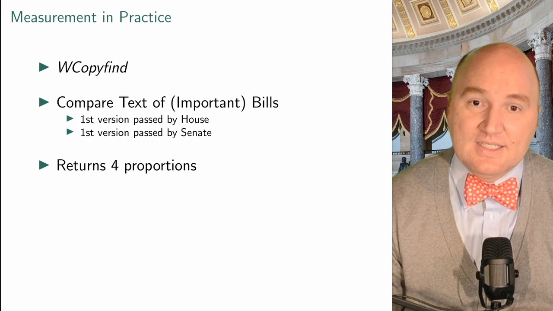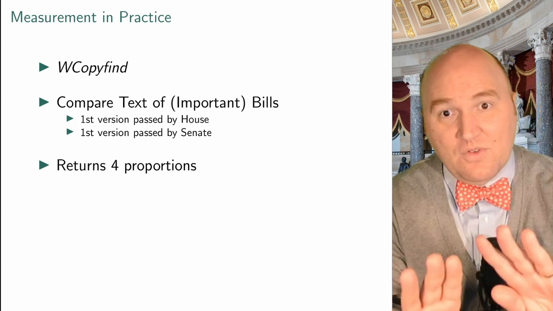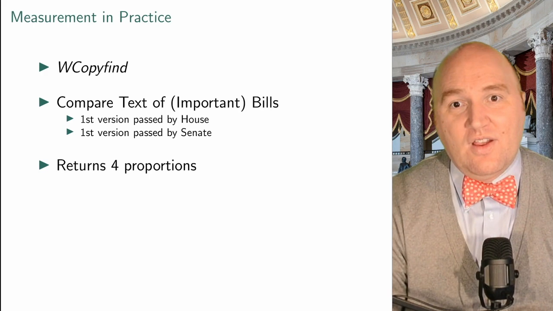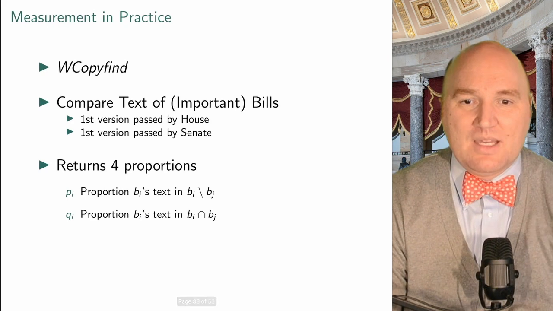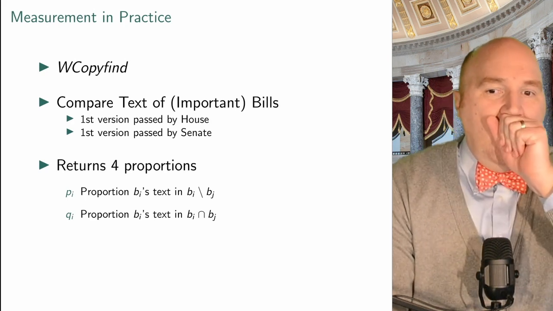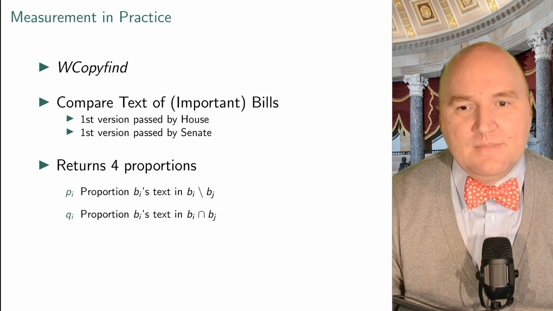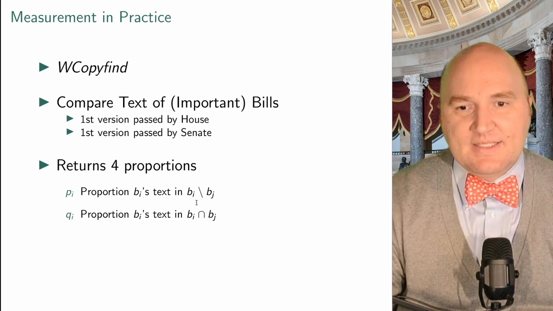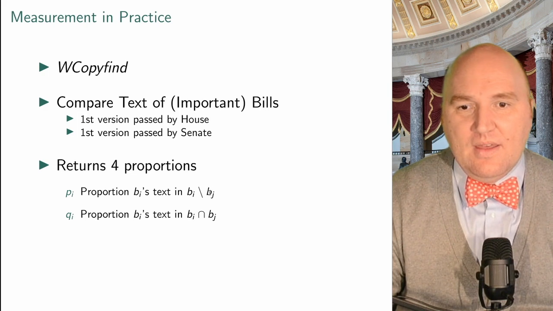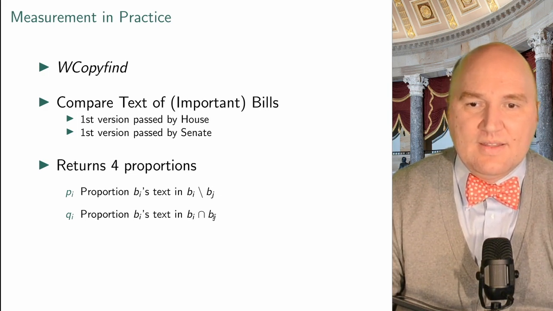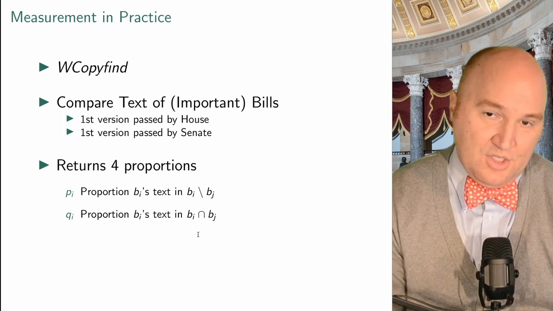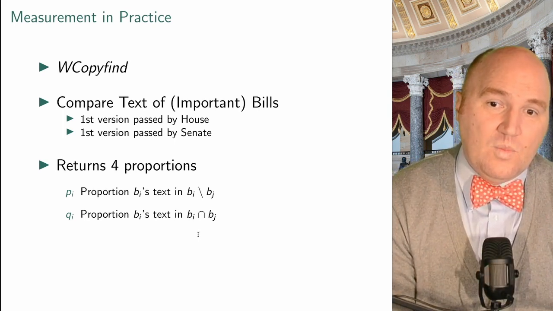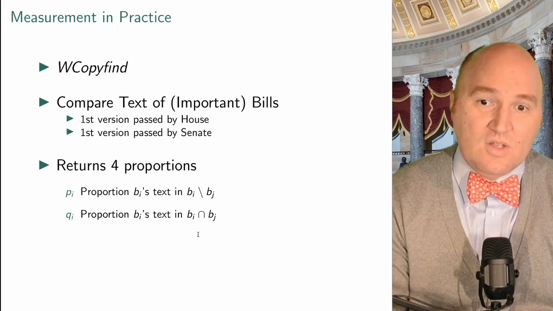Then we can take those things and compare what's different to the final version and see who got more of their unique contribution into the final version of the bill. That will tell us something about who wins. So we can figure out what proportion of Chamber I's text is not in Chamber J's bill. We can also figure out the intersection, so how much of one chamber's bill is also in the other chamber's bill.